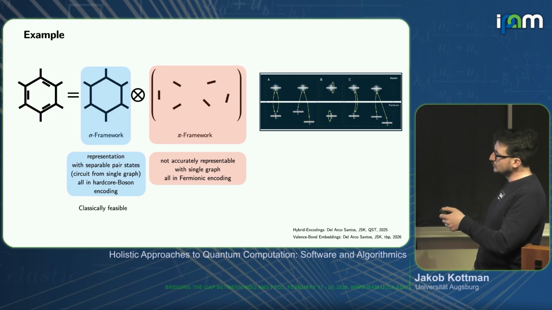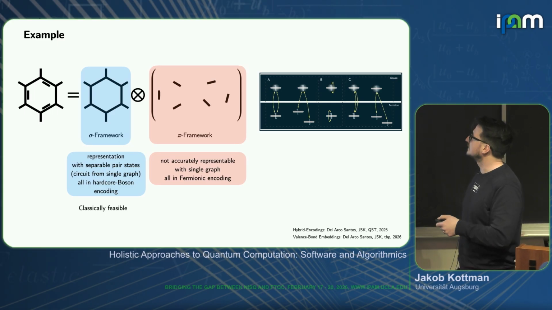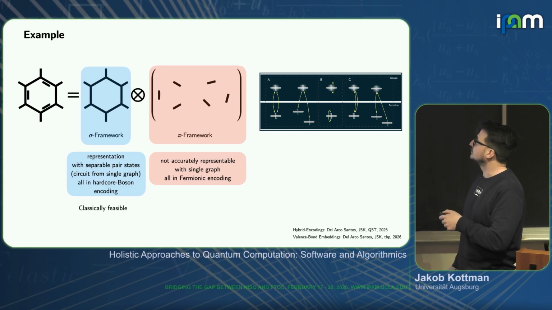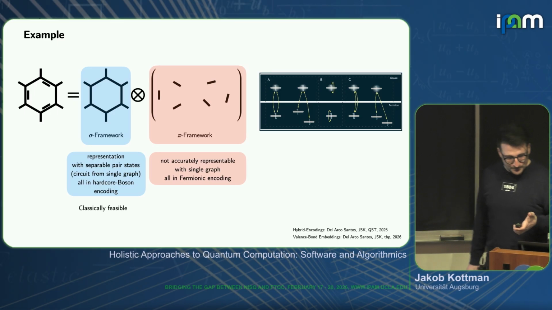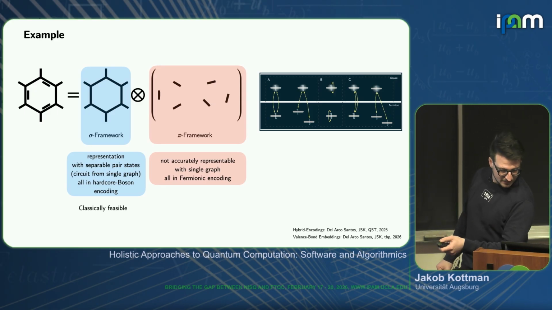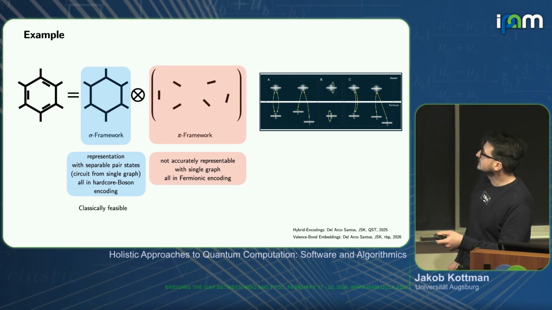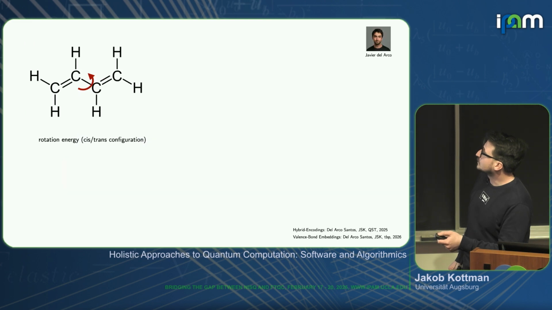And in order to do this in one giant circuit, you need something like a hybrid encoding, basically, where some parts are fermionic and some parts are hardcore bosonic. And this is essentially what Javi did. And then we tried to see what actually happens if we try to compute a chemical property.